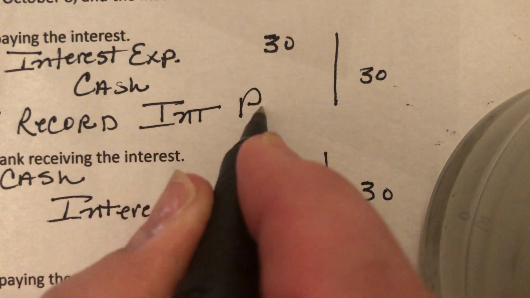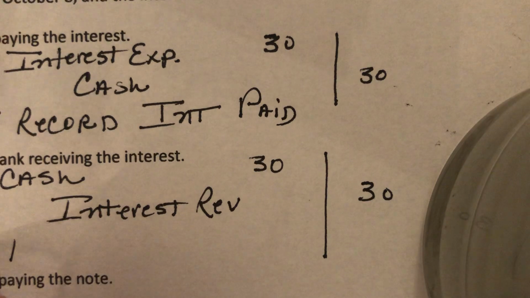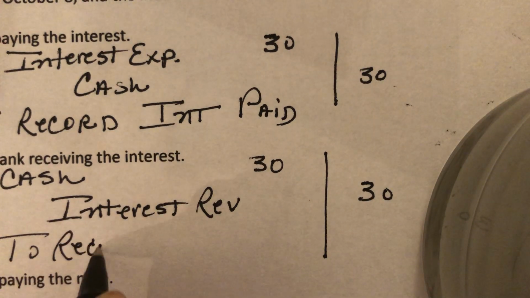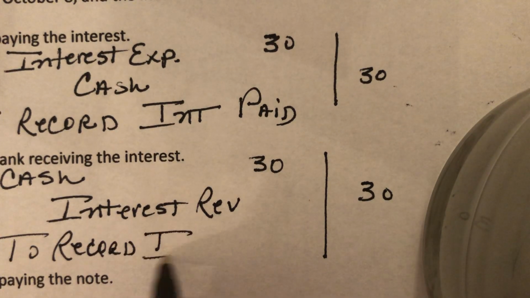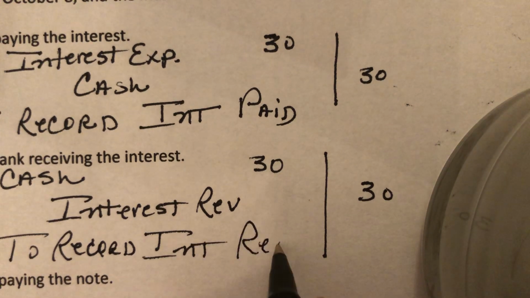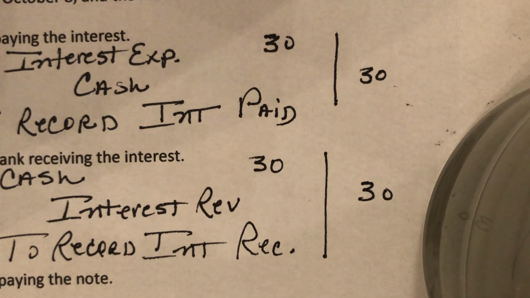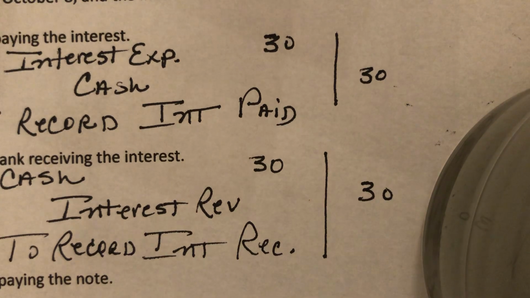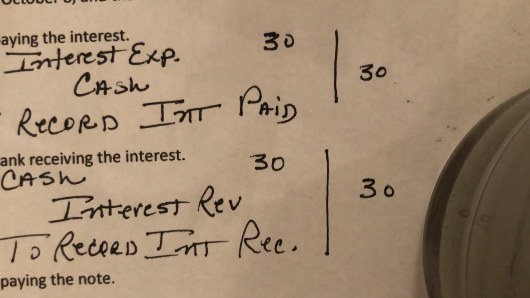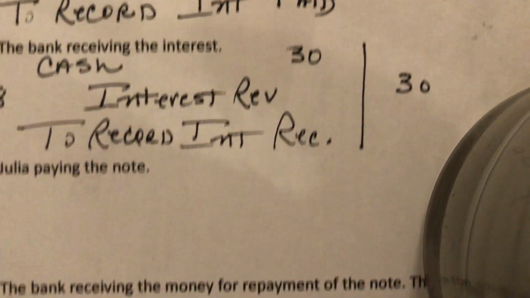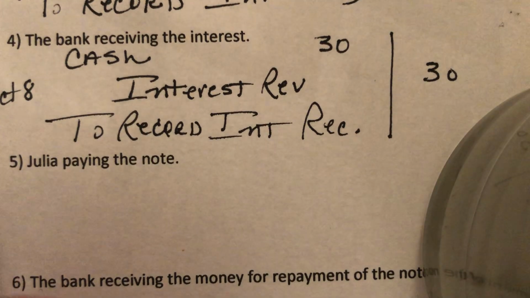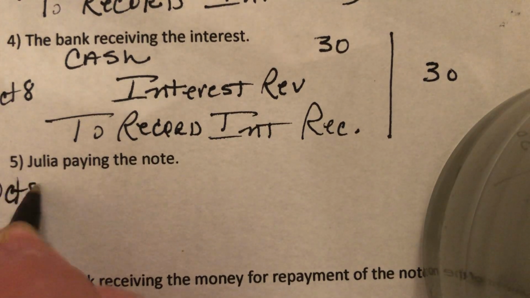I'm going to put interest paid for Julia, and down here we'll record interest received by the bank. Okay, now that's a part of it. Now we've got to pay them back their money. The other alternative would be that they might renew the note and Julia just has to pay the interest and they renew the note for another 30 days. But in this case, Julia is going to pay back the $1,000, so that will occur on October the 8th also.